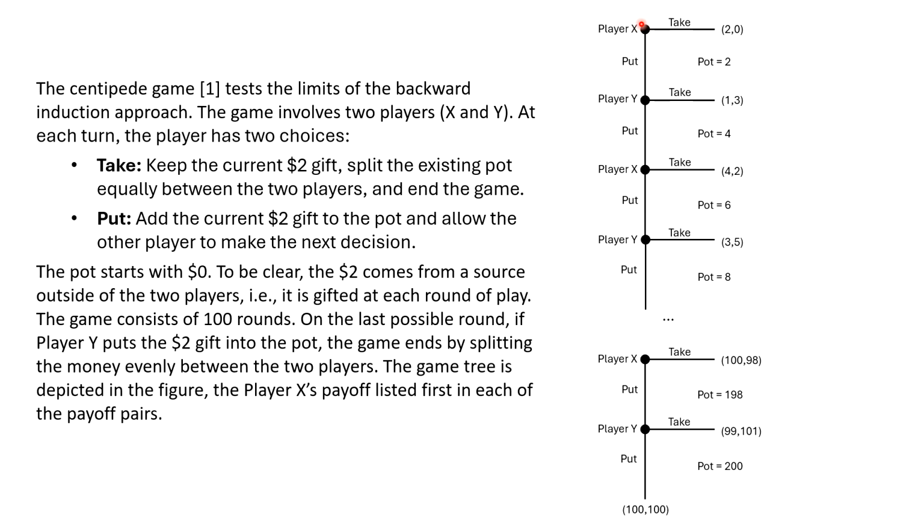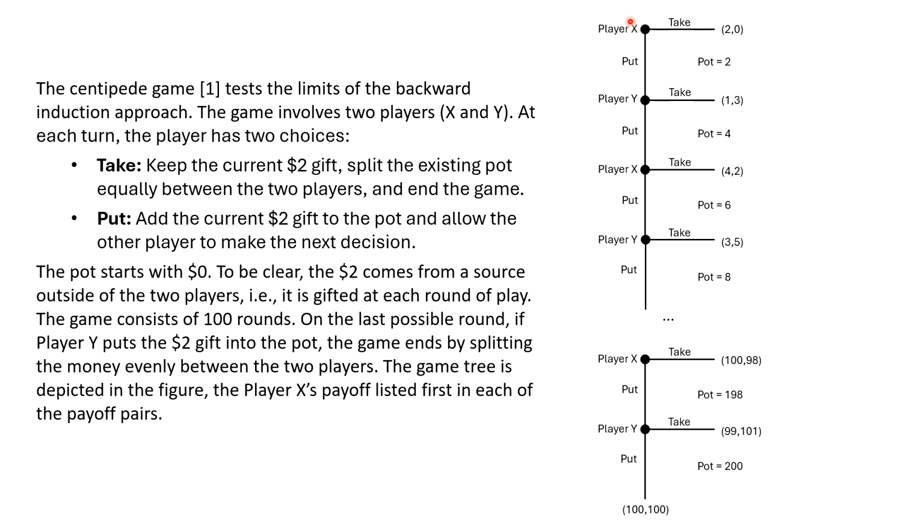So let's just go through a few of these. The pot starts at 0. So player X can split the pot, which is 0, so there's nothing to do there, and take the $2. And then the game would stop at that point. But if there's ever a take anywhere along this tree, the game stops. So if player X took a take here, X would get 2, Y would get 0, and the game would stop.